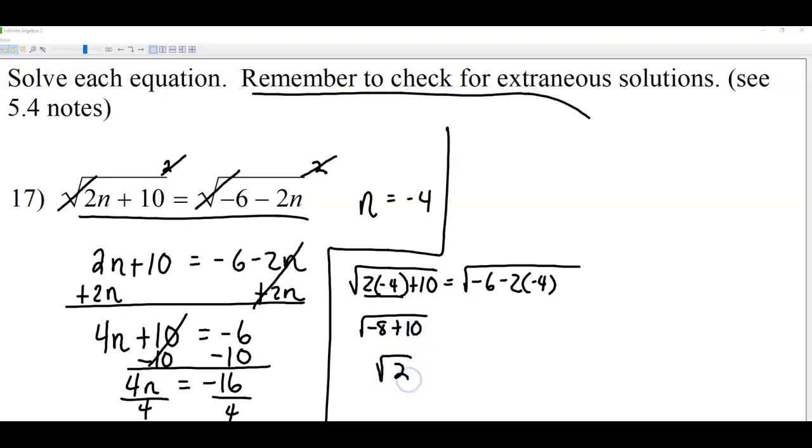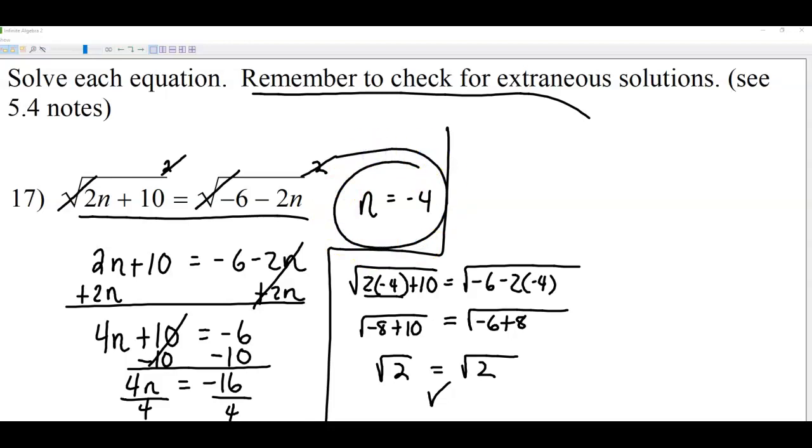Let's do the other side now. -2 times -4 is 8. And -6 plus 8 is 2. And once again, those two things are in fact equal to each other. So that means our answer is good. And my answer is n equals -4.